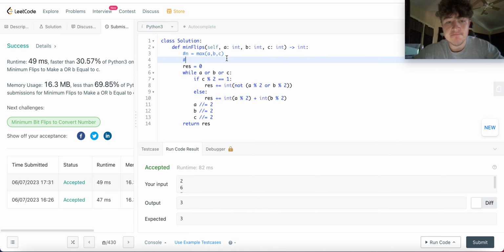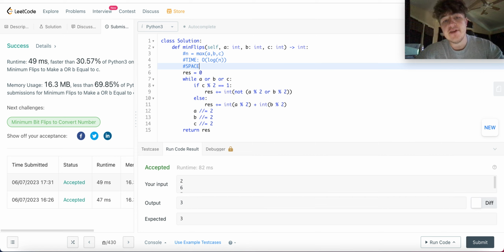So for time, we're going to do big O of log of n. And then for space, well, we just create this res variable and then we update it appropriately. So that's O of 1.